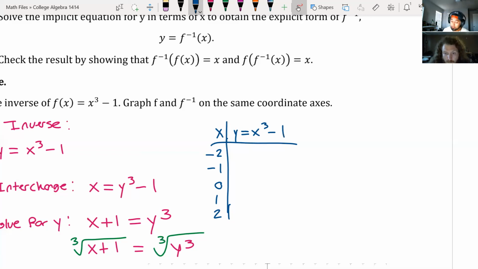Okay, now plug all of these x values in to this function. And you'll get -2 cubed, which is -8 minus 1. You'll get -9. If you plug in -1, you'll get -1 cubed, which is -1. Minus 1 gives me -2. Plug in 0, you get -1, plug in 1, you get 0, and then plug in 2, you'll get 7.